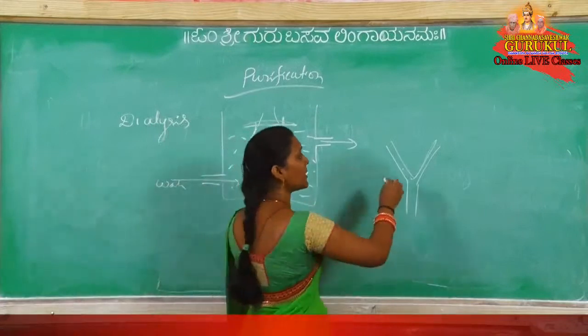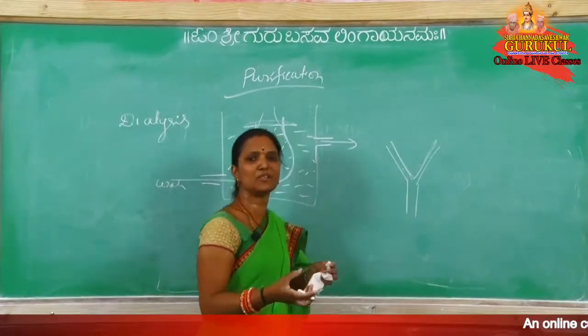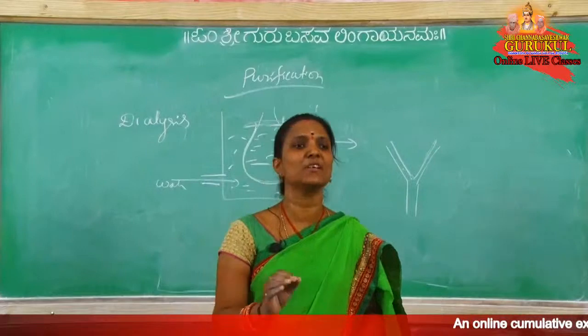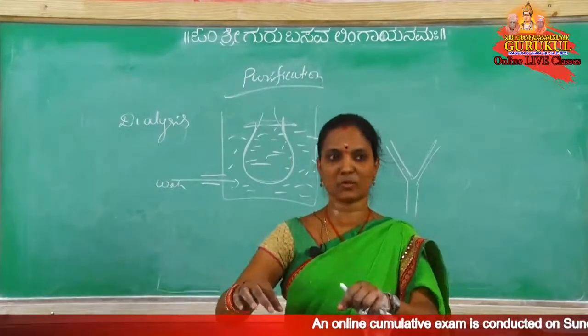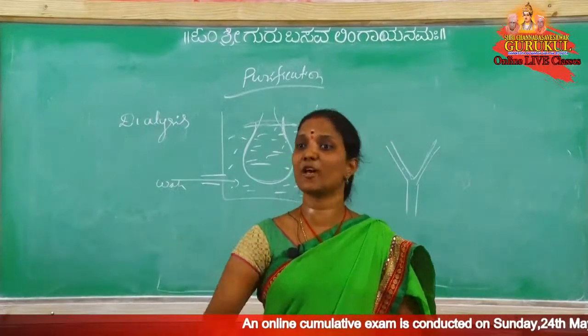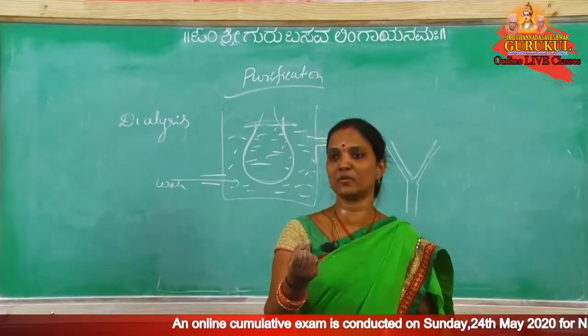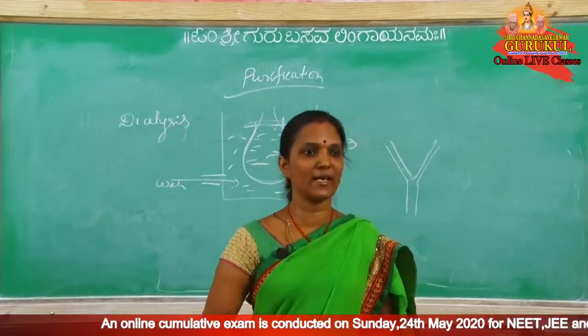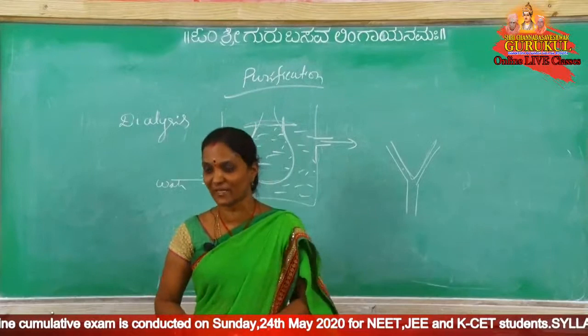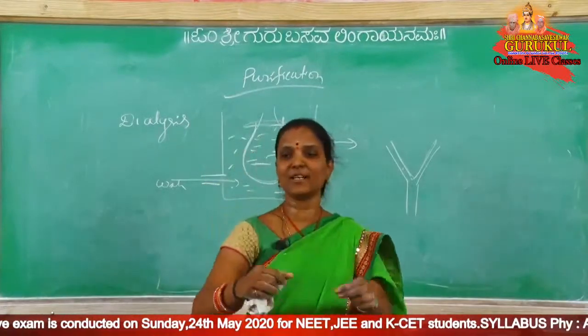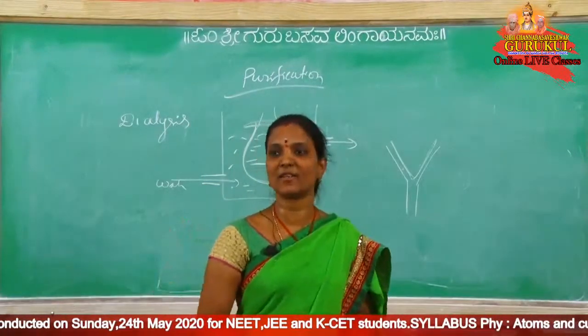What is the difference between filter paper and ultrafilter paper? Just the pore size. For ultrafilter paper, normal filter paper is soaked in a colloidal solution and formaldehyde is added just to increase the hardness. So which chemical is used for the preparation of ultrafilter paper? Formaldehyde. Then dry it, and that becomes ultrafilter paper.